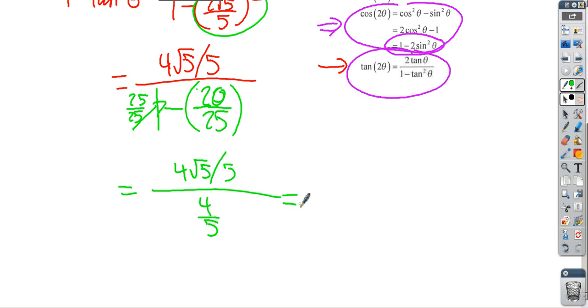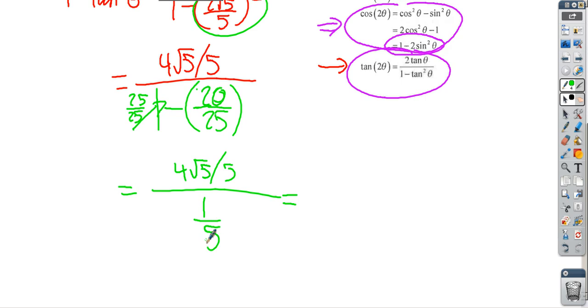25 minus 20 is, nope, sorry, that's a mistake. It's not 4 over 5, I'm not sure where that came from. 25 minus 20 is 5, and then that's going to be 5 over 25, which equals 1 over 5. So, obviously you have to be more careful than I was with these simplifications.